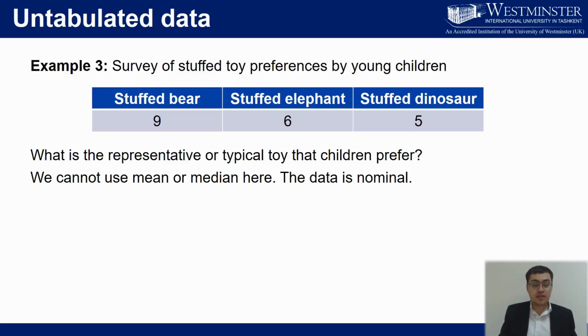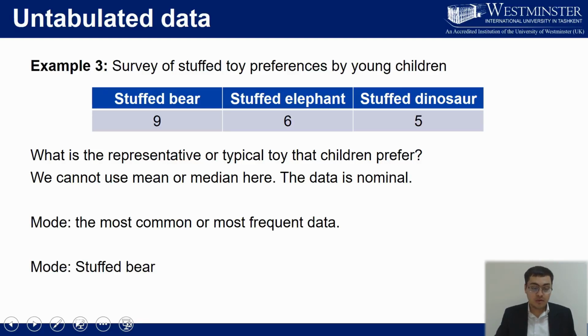Now here, when we ask the question, what is the representative or typical toy that a child prefers, we cannot use mean or median to calculate some sort of average in this instance, because the data here is nominal. Instead, what we do is we calculate the mode, and the mode is basically the most common or the most frequent data that we have in our data set. So in this case, the measure of location or the measure of central tendency will just be stuffed bear.